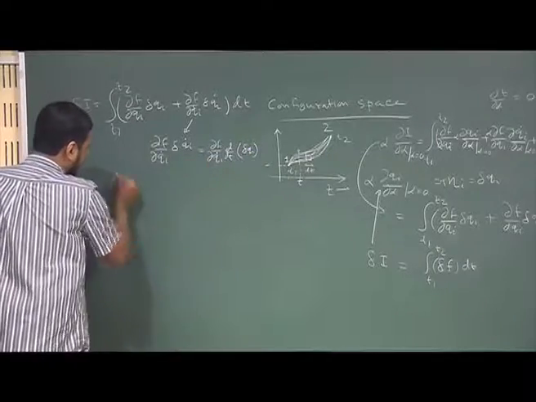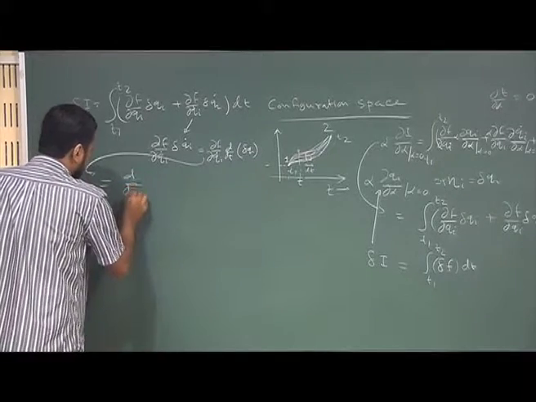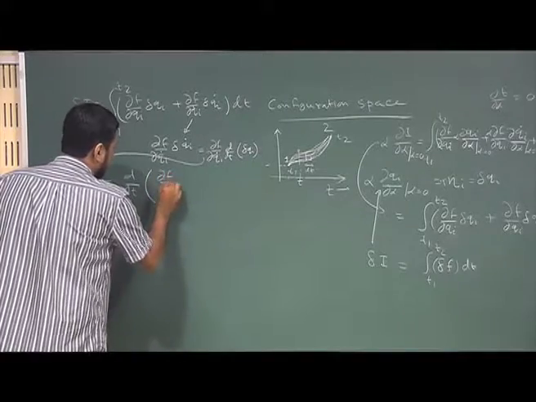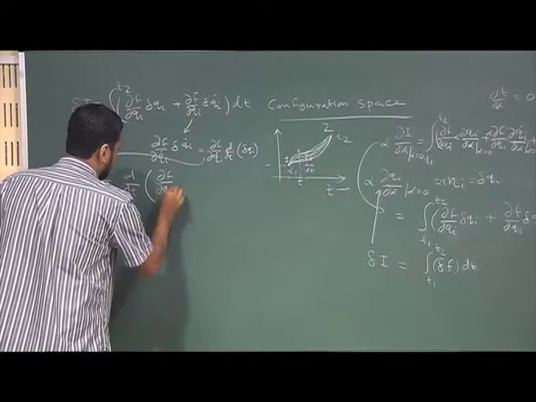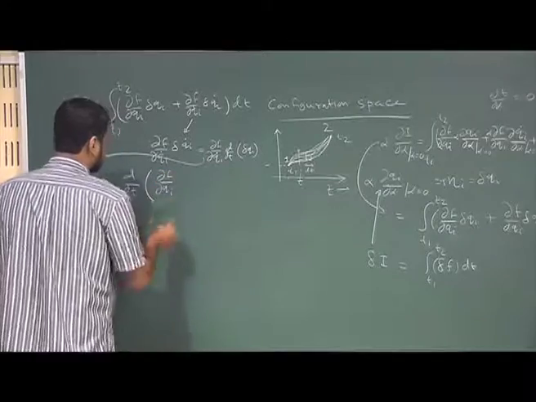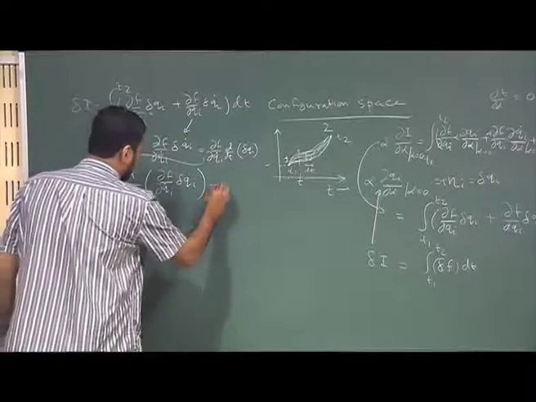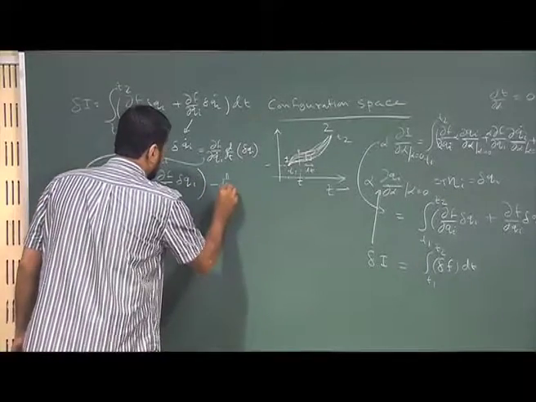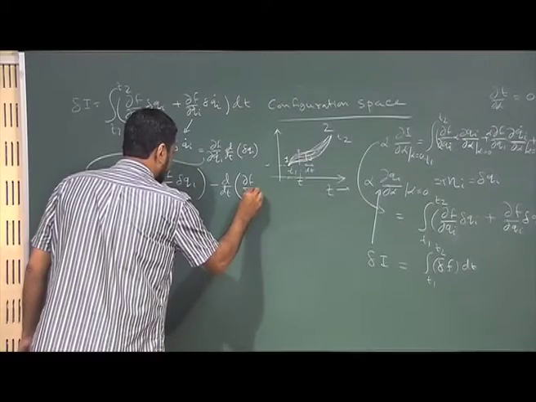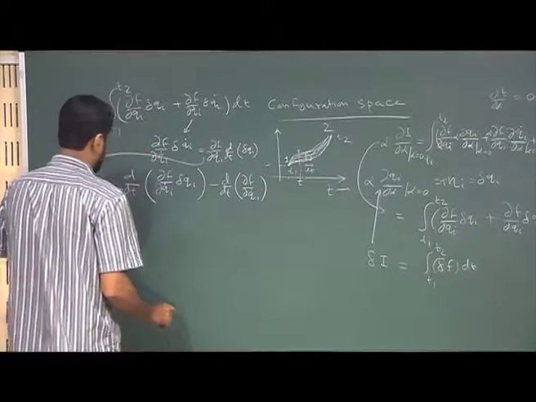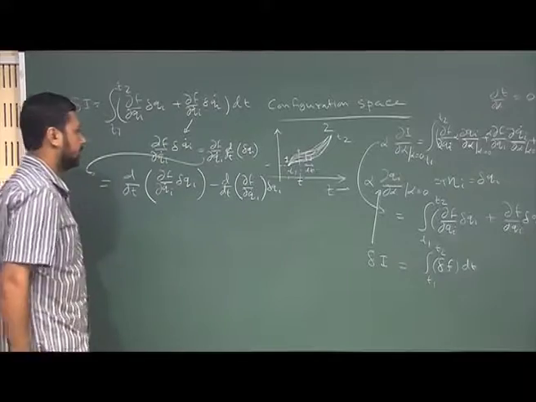Also, this whole thing can be written as d/dt of del f del qi dot delta qi, minus d/dt of del f del qi dot, times delta qi, right.